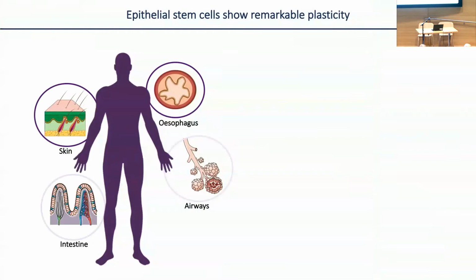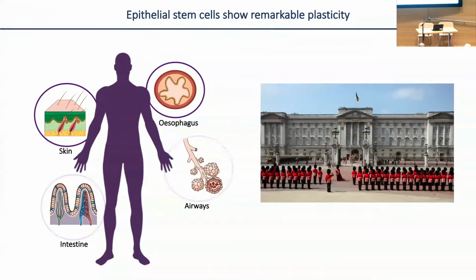So epithelial tissues cover the surface of our body with the skin and also the internal cavities of our organs, such as that of the esophagus, the airways, or the intestine. Their main function is to act as a barrier that protects us from external aggressions. And therefore, it makes sense that epithelial cells have adapted to respond very rapidly to tissue perturbations.